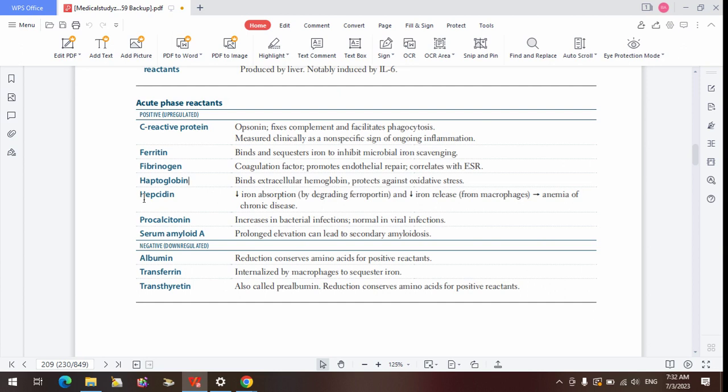So the next one is haptoglobin. Haptoglobin is a protein that binds to hemoglobin. So if there's hemolysis from any cause, maybe sickle cell anemia, we don't want that hemoglobin loitering around, because hemoglobin contains iron, and iron can generate free radicals, and free radicals can cause oxidative stress that will start causing inflammatory problems. We don't want that to happen.